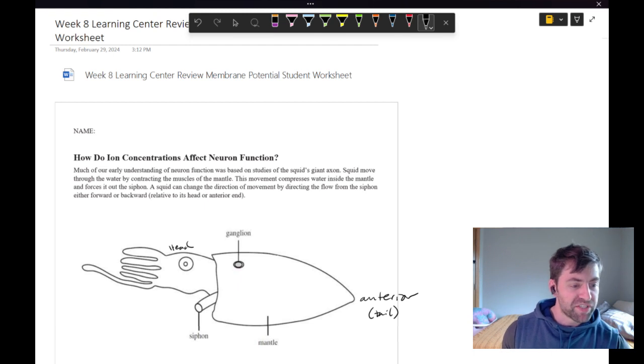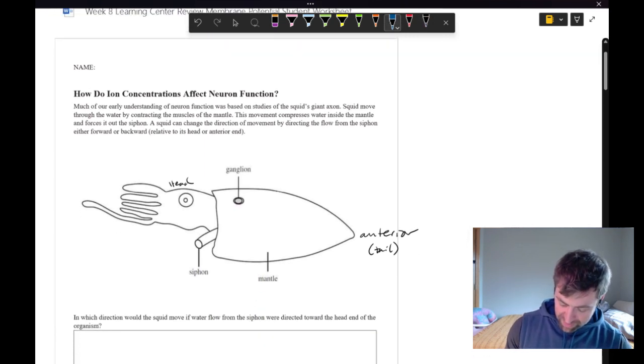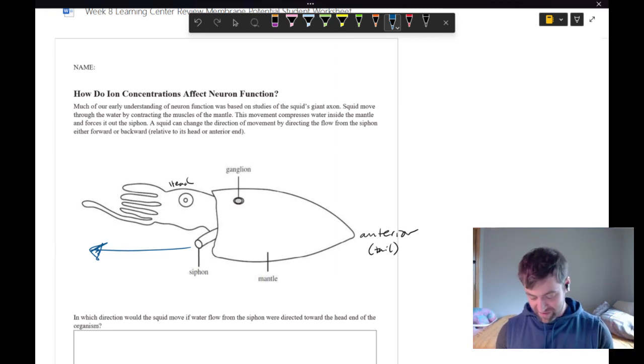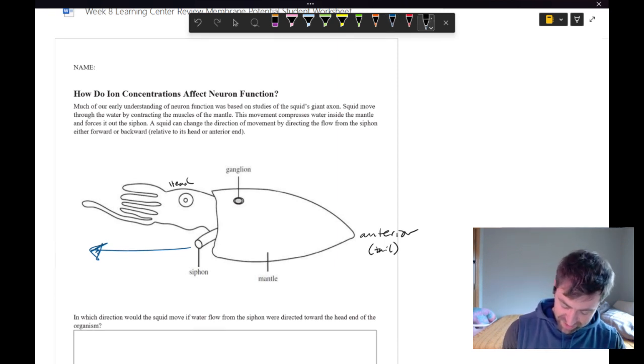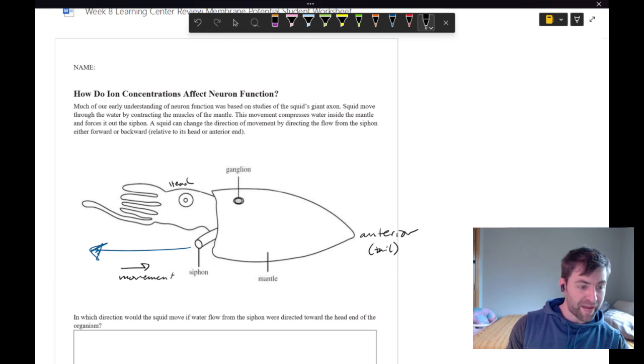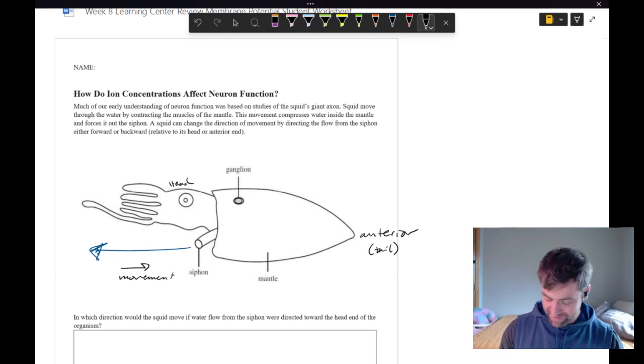So in which direction would the squid move if water flow from the siphon were directed toward the head end of the organism? So if water from the mantle is directed this way, presumably we're in some kind of aqueous medium, right? The ocean, perhaps. And so if we jet water that direction, it's going to create a restoring force in the opposite direction. And so movement would be opposite. So the squid would move backward or towards the tail end.